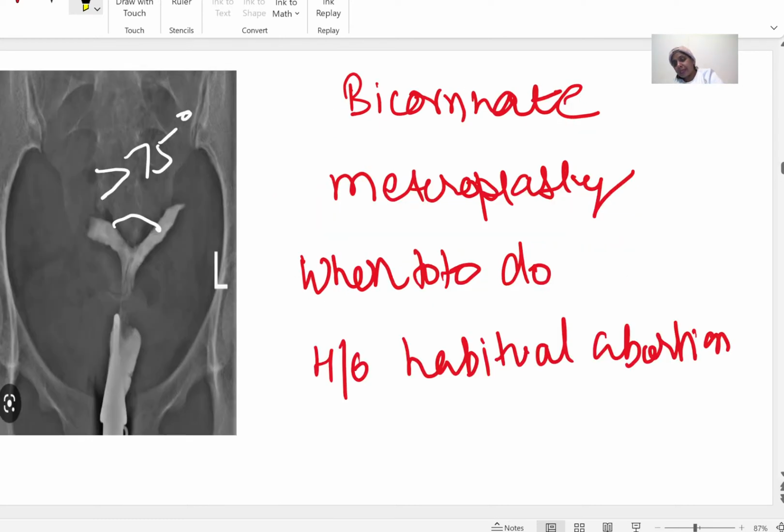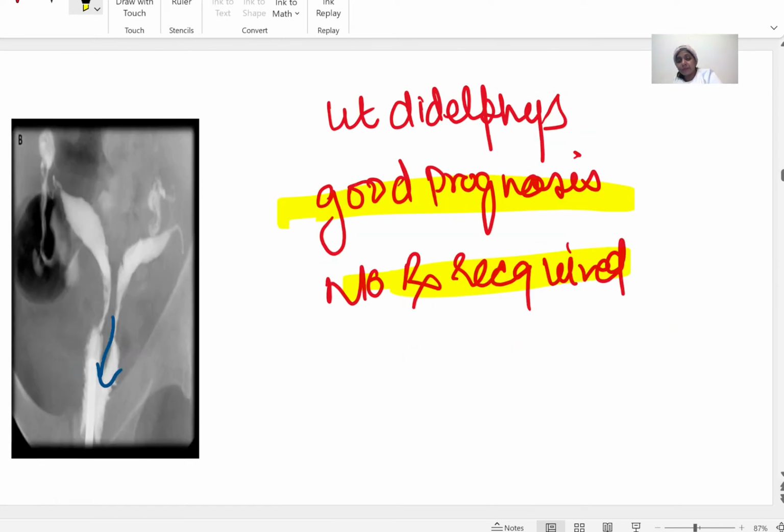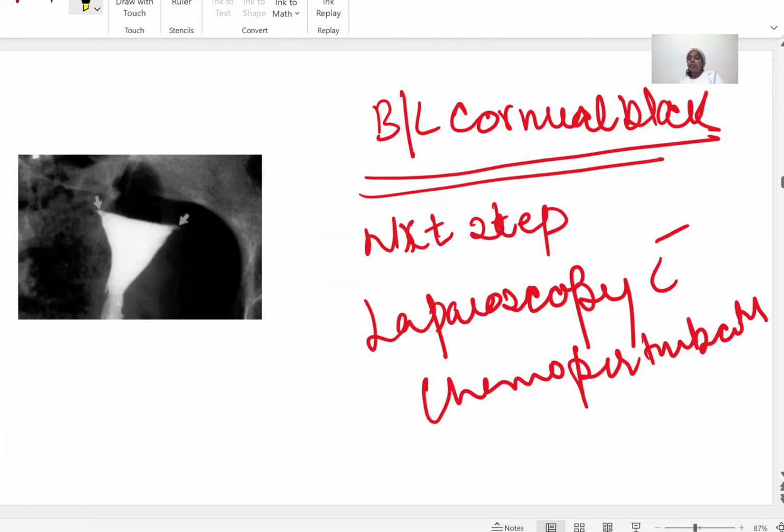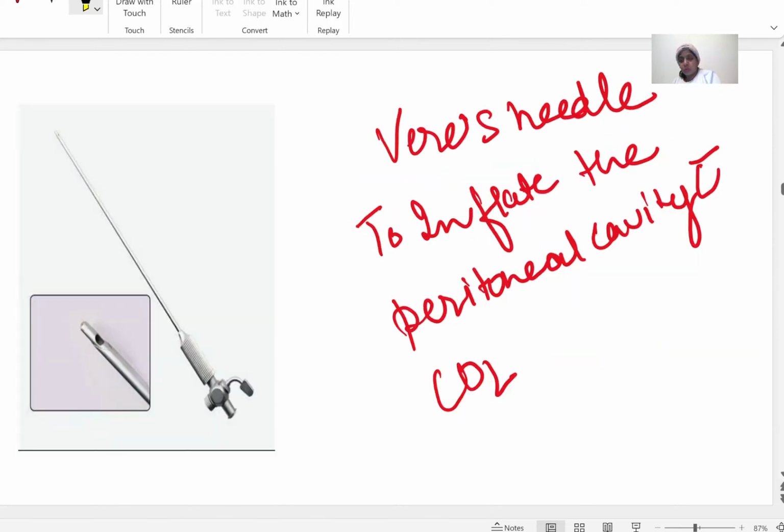Okay, next is this, bilateral cornual block. If this type of image comes on HSG, what is the next step? Yes, can anybody tell me? Next step is laparoscopy with chromopertubation, because this can also be physiological due to the pain.